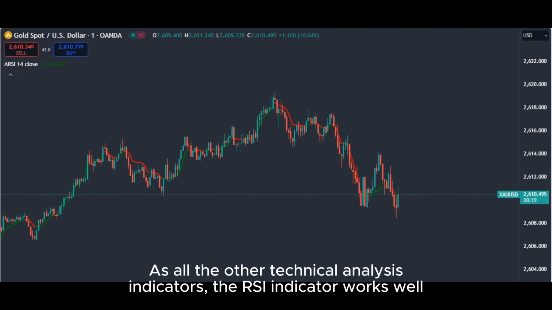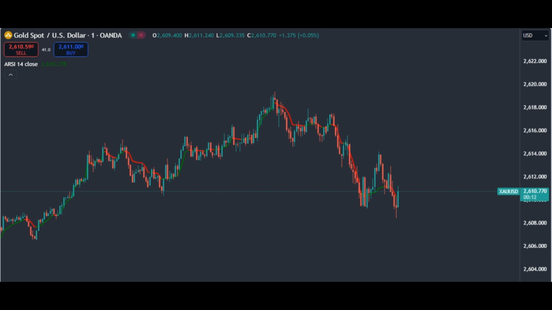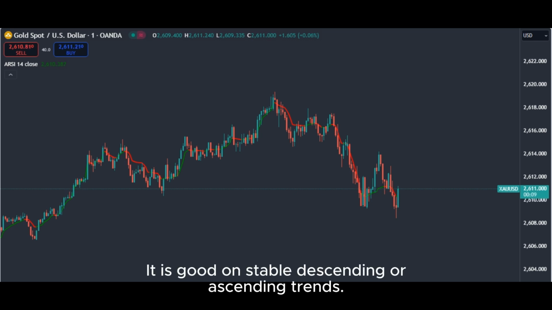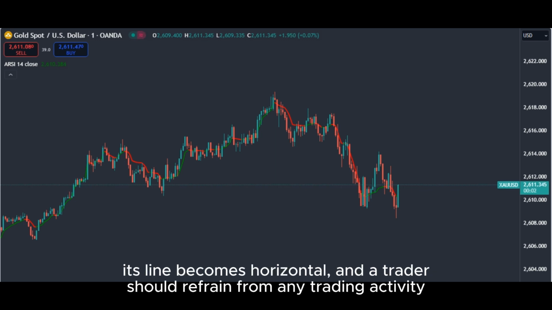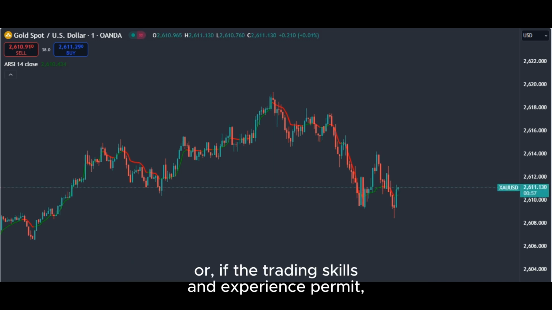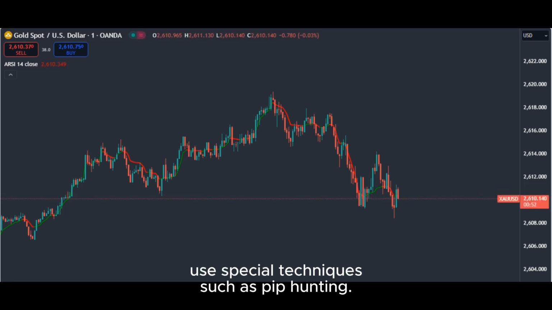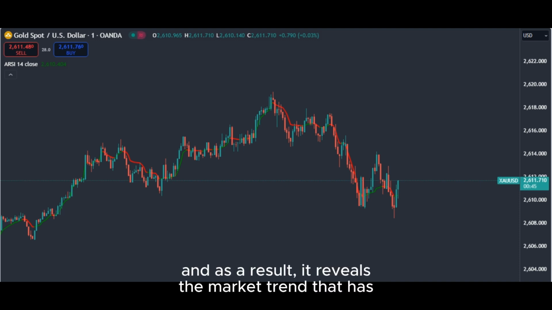As all the other technical analysis indicators, the ARSI indicator works well only when certain factors influence the market. It is good on stable descending or ascending trends. Whereas in case of sideways market price movements, the ARSI indicator is useless as its line becomes horizontal, and a trader should refrain from any trading activity or, if the trading skills and experience permit, use special techniques such as pip hunting.